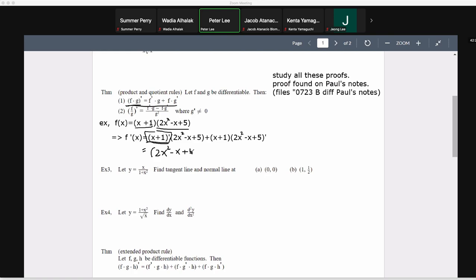And now we have a sum, so because it is a sum, we can write this. This is going to be plus, and then now this one is x plus 1, times the derivative of 2x squared minus x plus 5. What is that? That will be 4x minus 1.